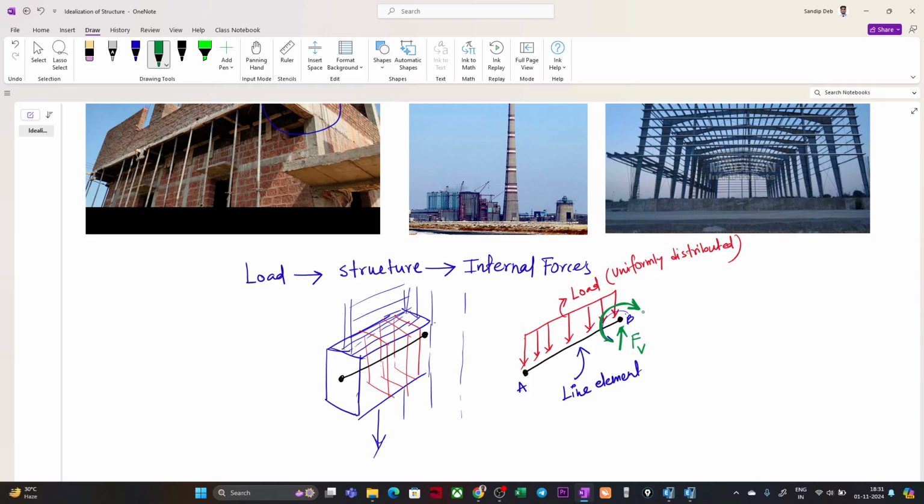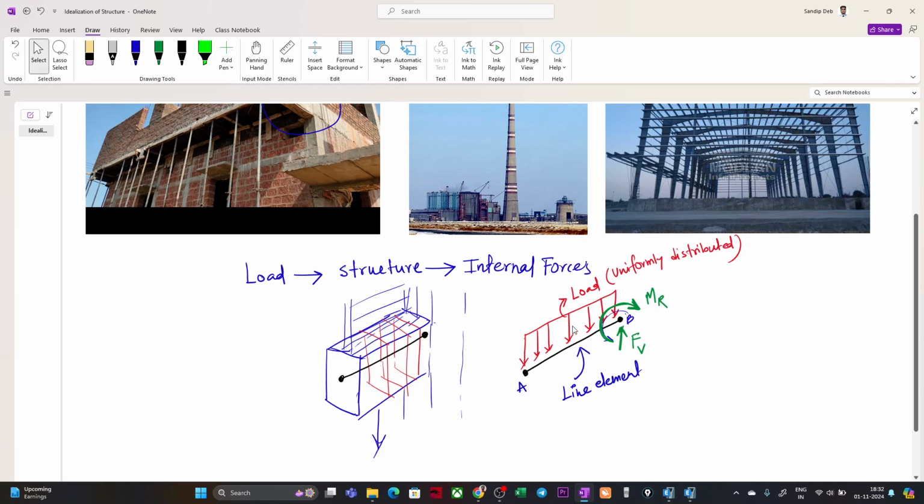The force, or when we idealize that there is something which is resisting the rotation of the structure due to the applied load, we call it the moment of the force, right? So this is my moment, which is the resisting moment, right?